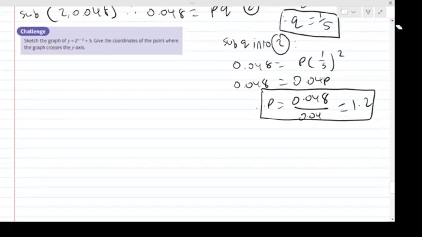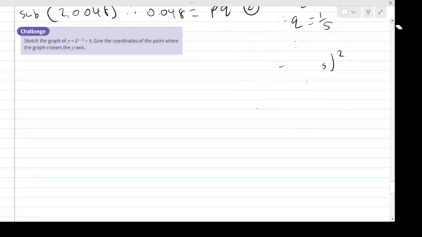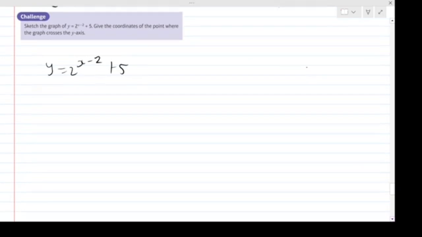Okay, I'm going to get rid of this now to make room for this question here. It's a challenge question, but it's perfectly doable in my opinion. So we've got this question here. So we need to sketch the graph of y is 2 to the x minus 2 add 5. Okay. So this is just basically graph transformations. This is why I say it's doable, because if you remember your graph transformations, this should be fine.